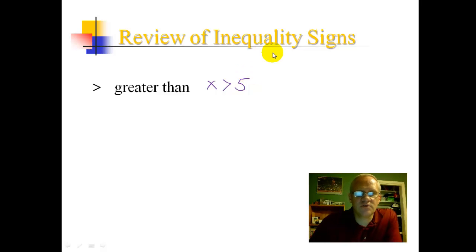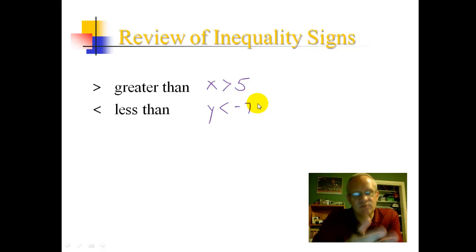You might have heard when you were in elementary school, they talked about, the alligator eats the bigger thing. So the x is the bigger thing in this case. It's greater than the 5. The 5 is on the pointy side, so we would read that as greater than. Less than would be the opposite way, so we might say here y is less than -7. That means y is now the smaller thing because it's on the pointy side, but since we're reading from left to right, this time we would say y is less than -7.